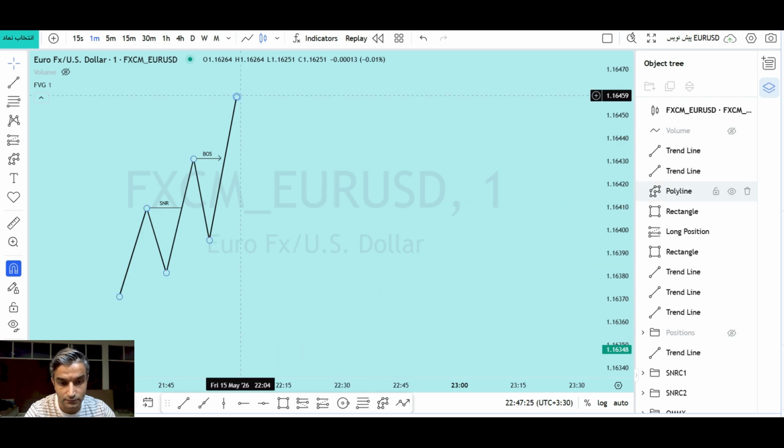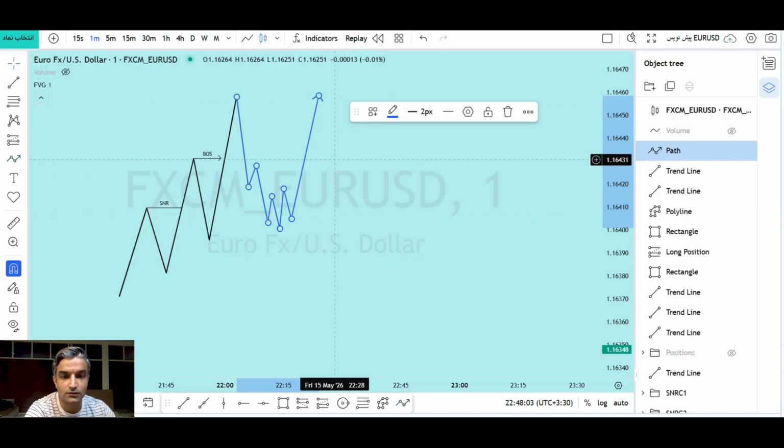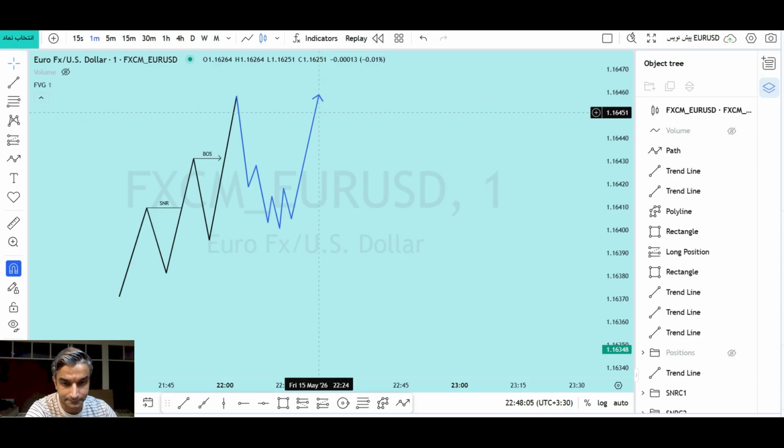Then price comes back to this area, and we should have an FVG in this area and an unmitigated order block in this area. Then price will come to this area. We should have an engulfing confirmation, and then we can enter the market and take our TP.